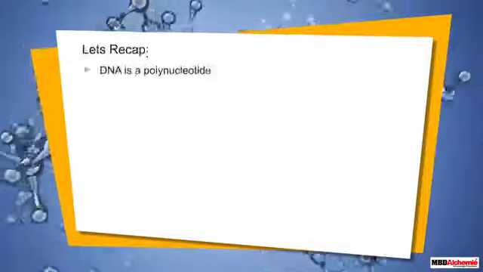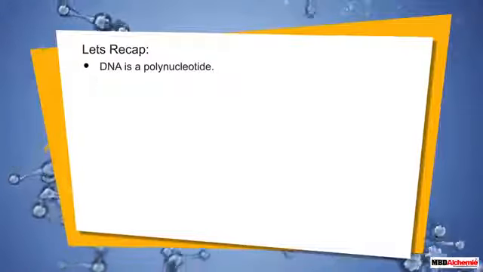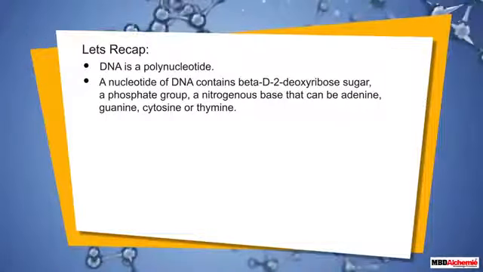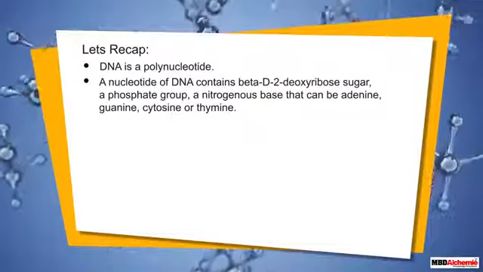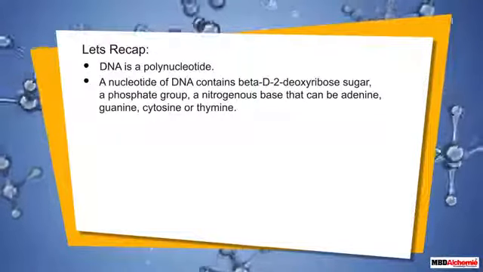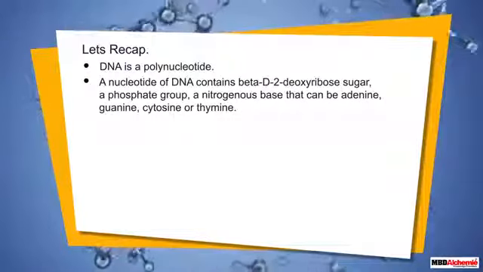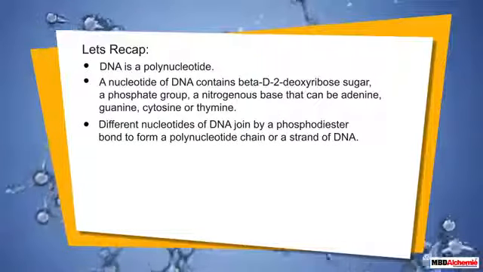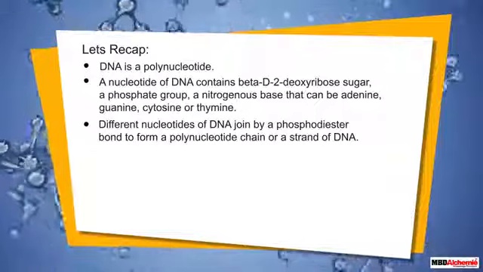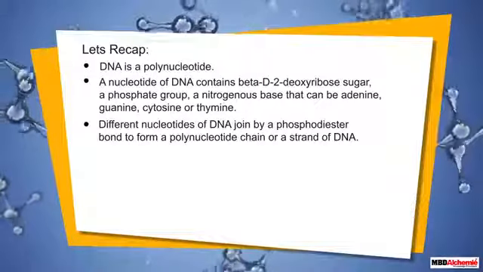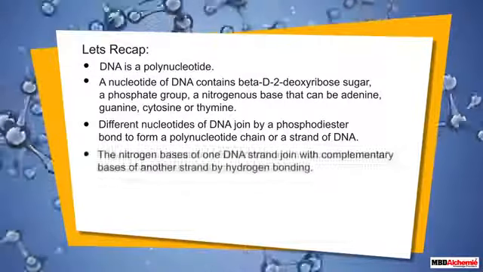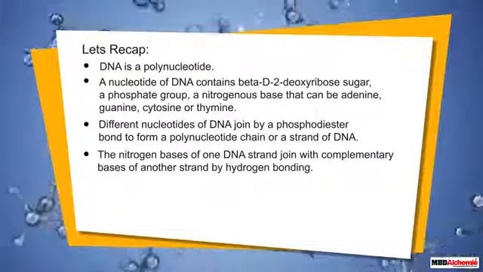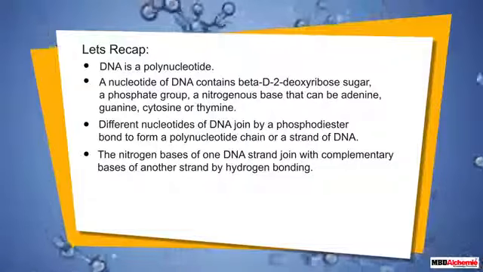Let's recap. DNA is a polynucleotide. A nucleotide of DNA contains beta-D-2-deoxyribose sugar, a phosphate group, and a nitrogenous base that can be adenine, guanine, cytosine or thymine. Different nucleotides of DNA join by a phosphodiester bond to form a polynucleotide chain or a strand of DNA. The nitrogenous bases of one DNA strand join with complementary bases of another strand by hydrogen bonding.